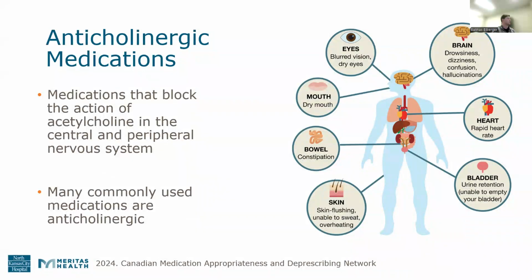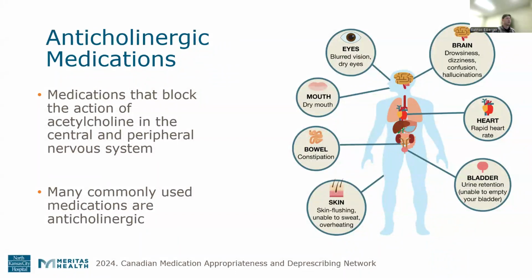So first, I just wanted to start off with anticholinergic medications. Again, the name can be daunting, but essentially it is just medications that block the action of acetylcholine in the central and peripheral nervous system. So acetylcholine, if you don't know what it does, you can look at the image on the right, and those are some of the actions if you block acetylcholine, what occurs in the body.